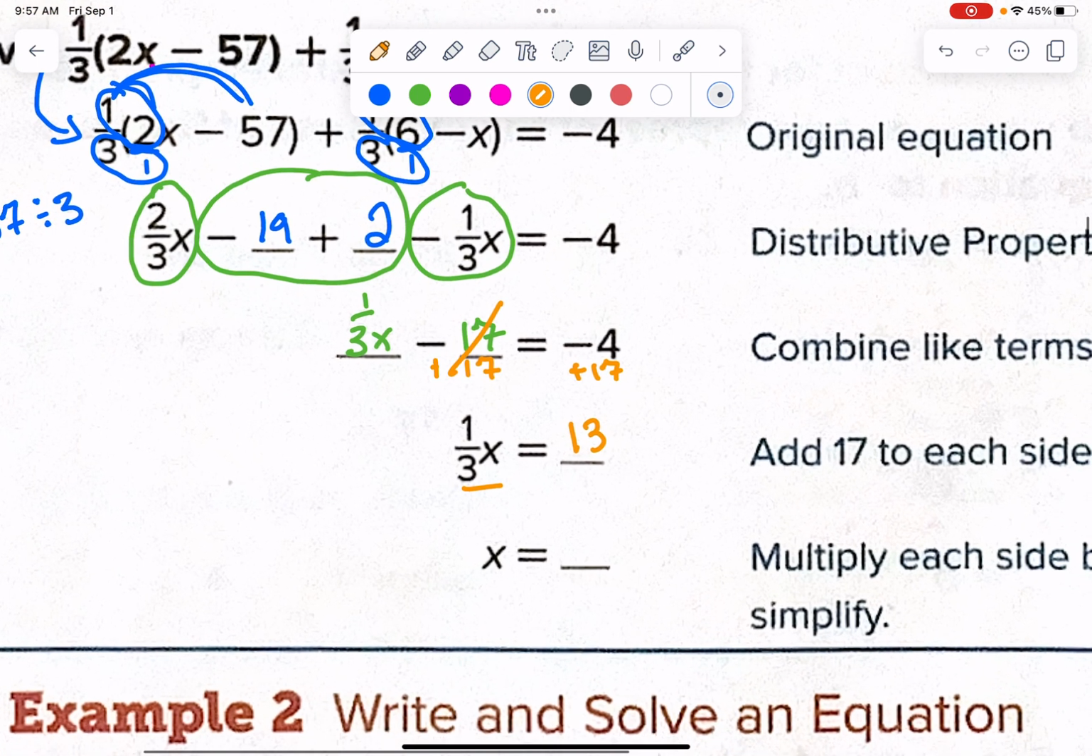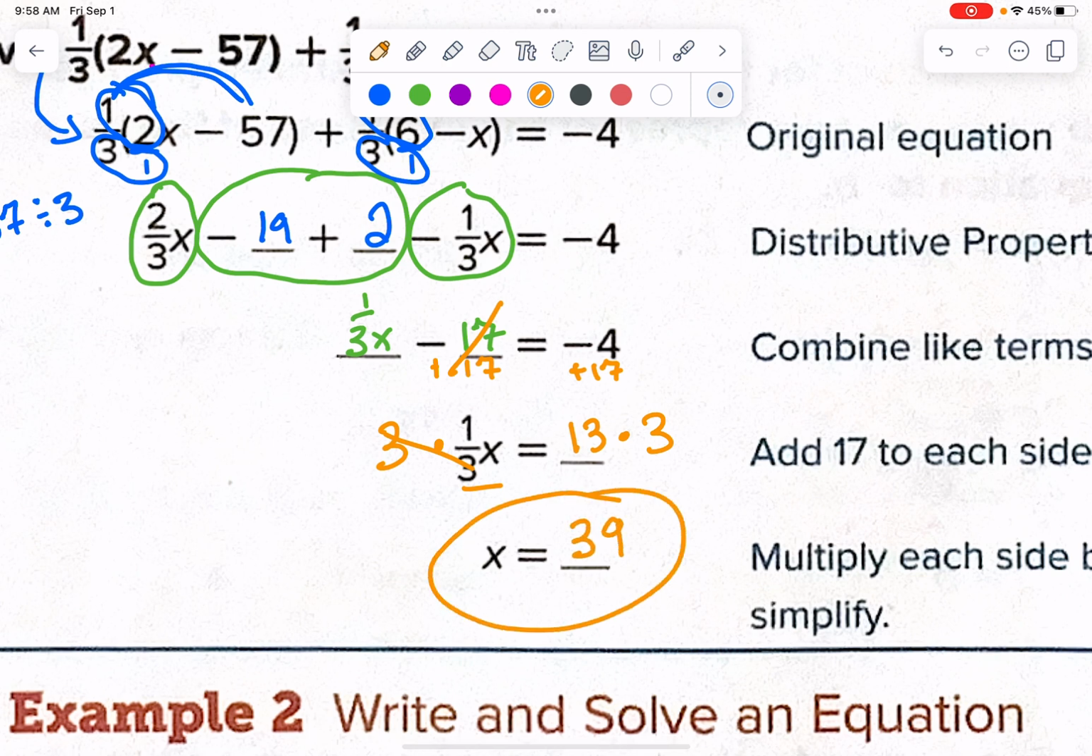At this point, I'm trying to get rid of the 1/3, and to get rid of 1/3, you can divide by 1/3, or you can multiply by 3, right? Times 3, times 3, and that will get rid of my 1/3, so I'll just have x on that left side, and 13 times 3 is 39, and that's my final answer.